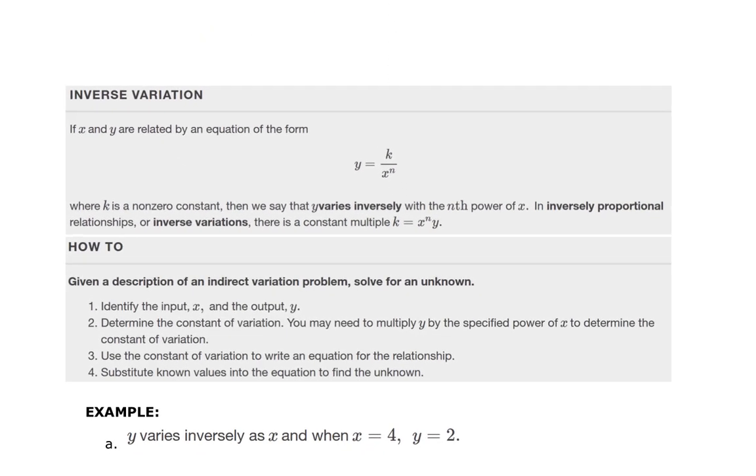Inversely, we'll be looking for the keywords varies inversely, inversely proportional to, or inverse variations. And what we're going to see is y is equal to k, and then x is going to be in the denominator. So when I solve for k, it is going to be x to the n multiplied by y. Once again, I'm going to identify the input-output. I'm going to determine the constant of variation. I'm going to use the constant of variation to rewrite the equation and then find the missing pieces.